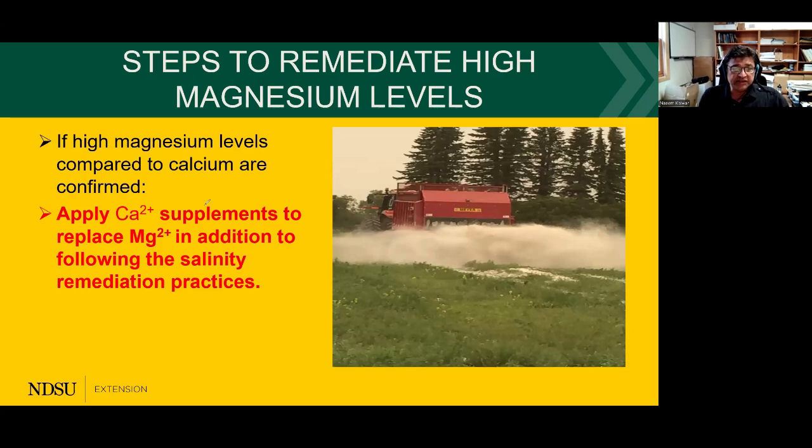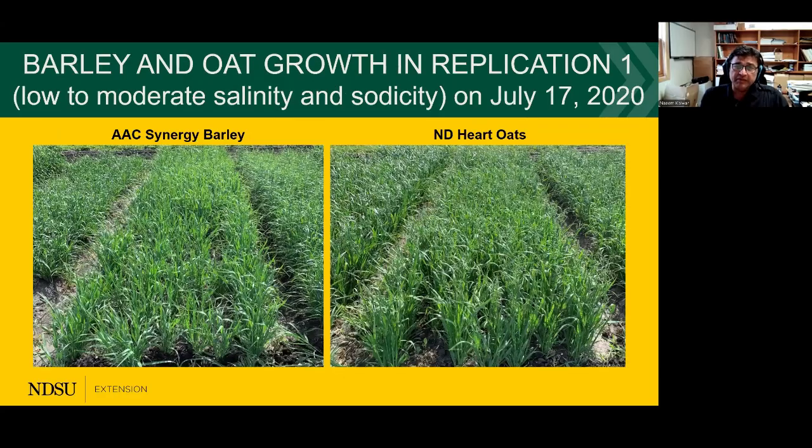You will have to raise the soil calcium levels. So you'll have to apply amendments, which will add free calcium, followed by salinity remediation practices. So what do I mean by salinity remediation practices? We don't control rain, but what we could do is to plant something which will grow there to reduce evaporation.